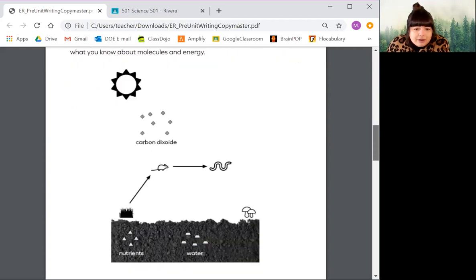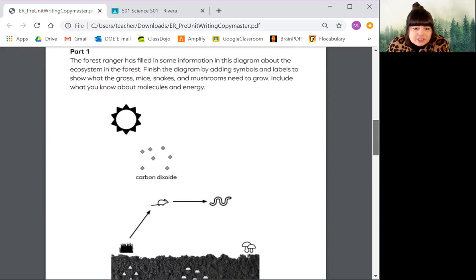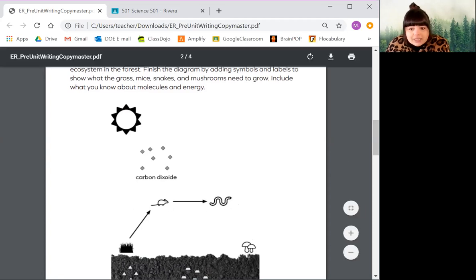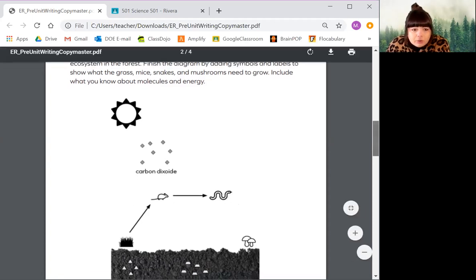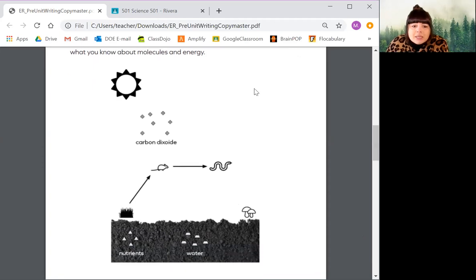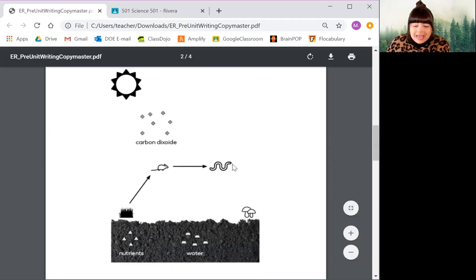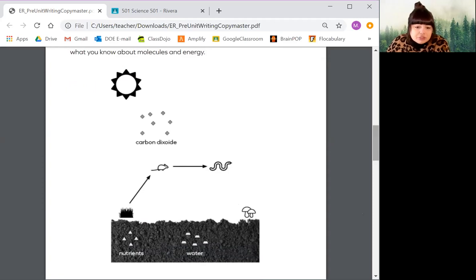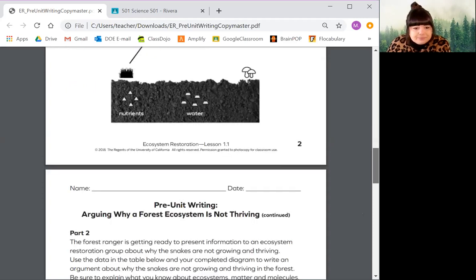So this is the diagram and it says finish it by adding symbols and labels to show what the grass, right here, the mice, snakes, and the mushrooms need to grow. So how do each one of those things need to live and grow? Okay, because it says finish, it assumes that you have the paper. If you don't have the paper, that's okay. Just draw that somewhere where you can, or just tell me what you think the diagram would need.